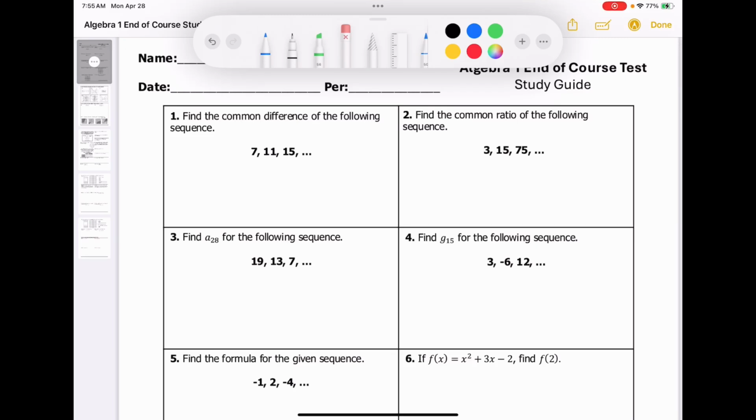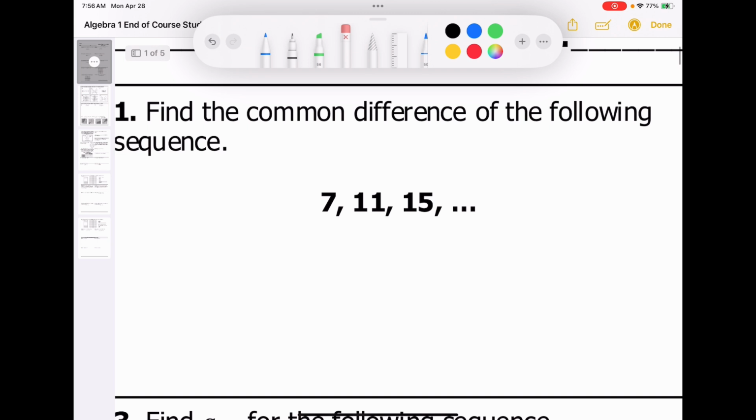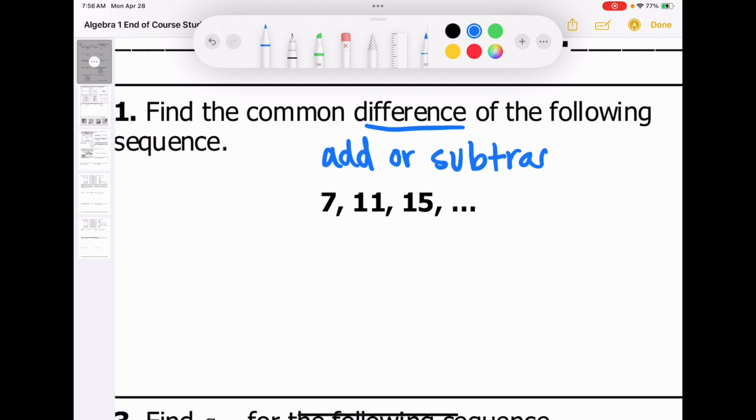All right, today we're going to be going over the Algebra 1 End of Course Test Study Guide. So looking at number 1, it says find the common difference of the following sequence. Common difference means that we are adding or subtracting by the same number every single time. So looking at our sequence, we have 7, 11, 15.